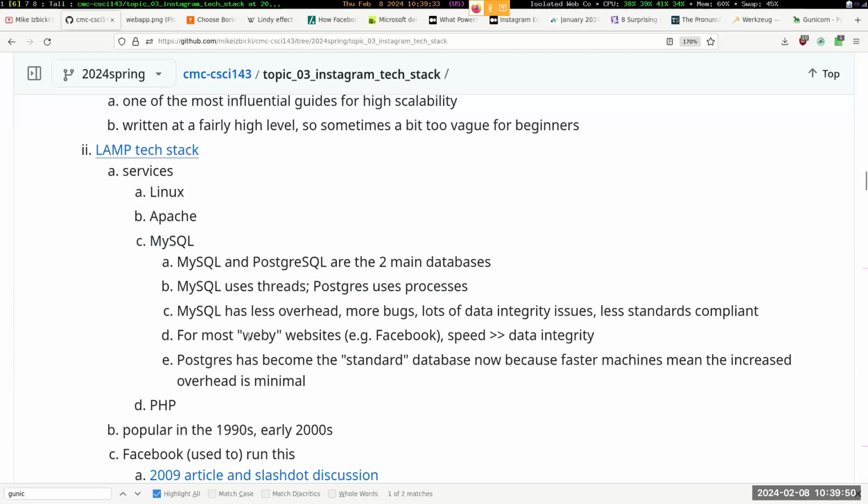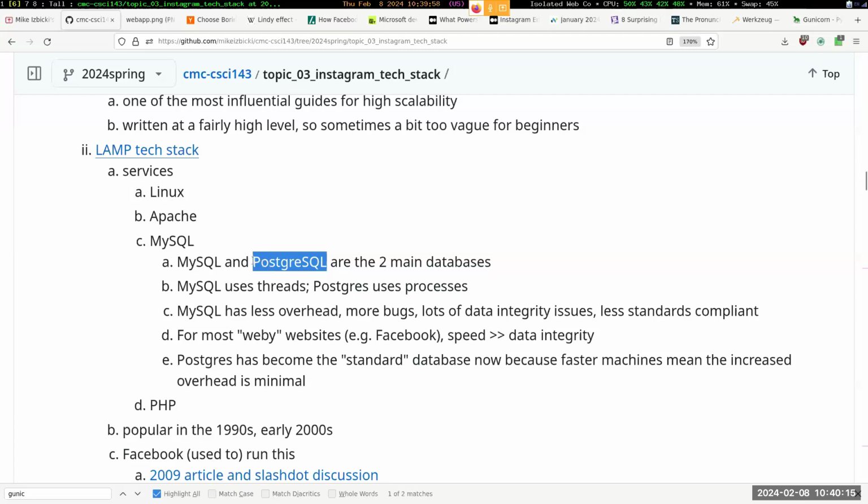And for what I think of as webby websites like Facebook, if you press a like button, nobody really cares if a month from now Facebook forgets whether you pressed that like button. And so MySQL is sort of good enough maybe for Facebook, but Postgres, we'll see, has more data integrity guarantees, and so it's guaranteed not to lose data at all.